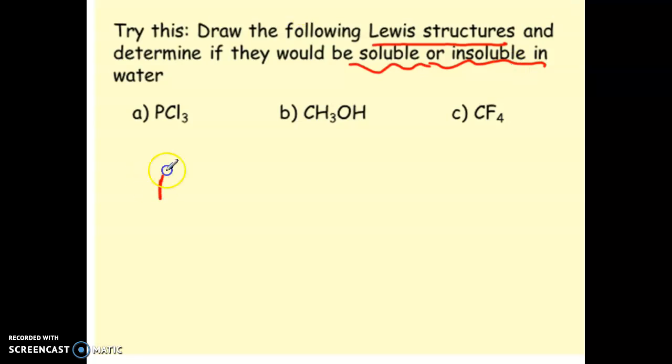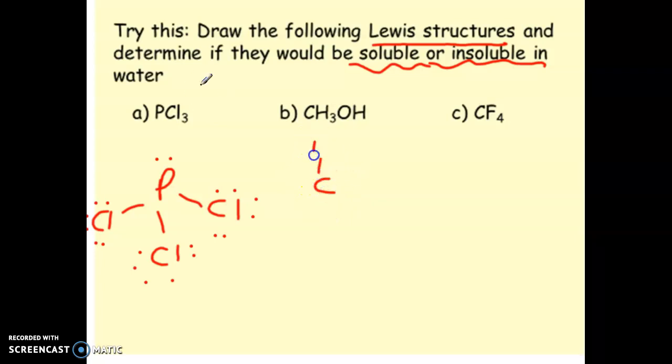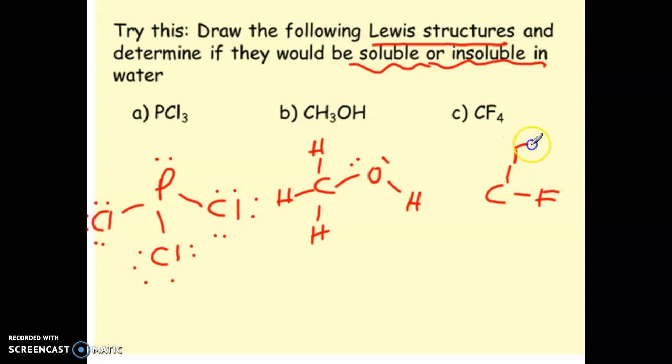Okay, so hopefully you have the correct drawings. Here we have phosphorus, and we have our 3 chlorines, and you should have a lone pair. We'll come back and talk about polarity. I just want to make sure we get the Lewis structure first. Carbon, we have our 3 hydrogens. Then there is an oxygen with a hydrogen. And carbon, we have fluorines all around.